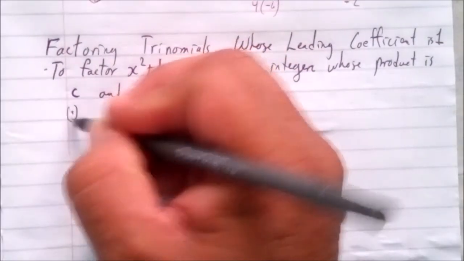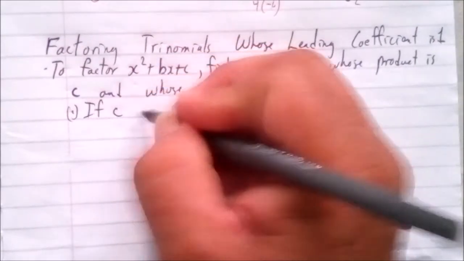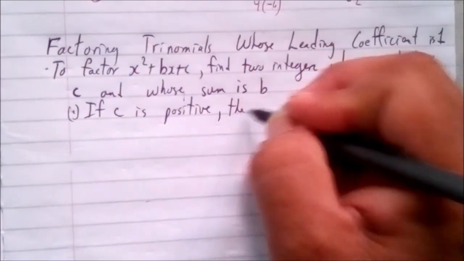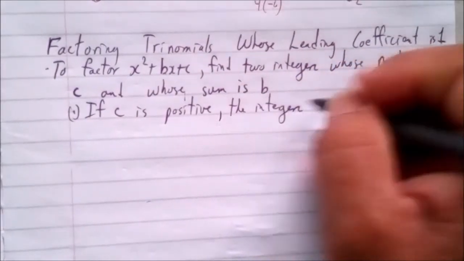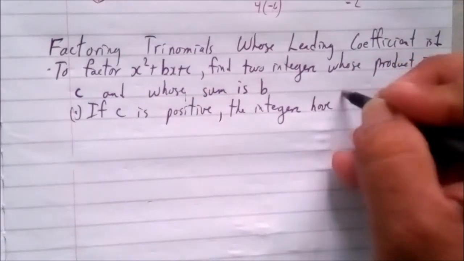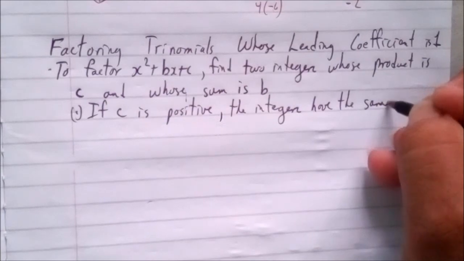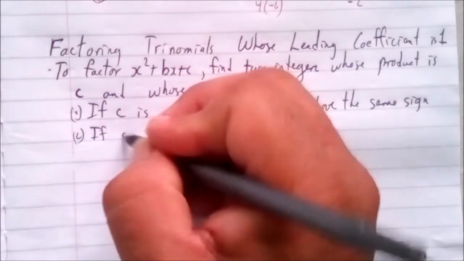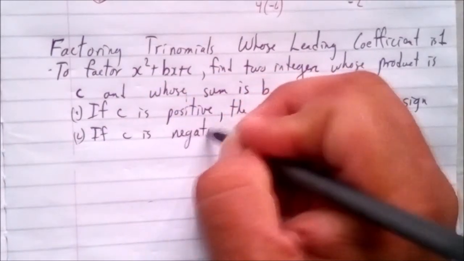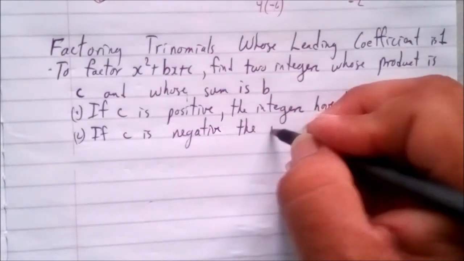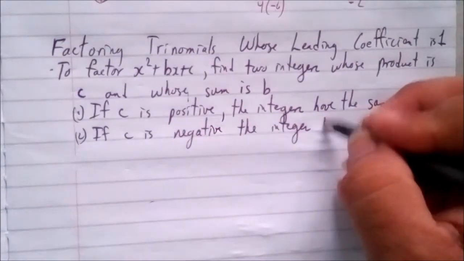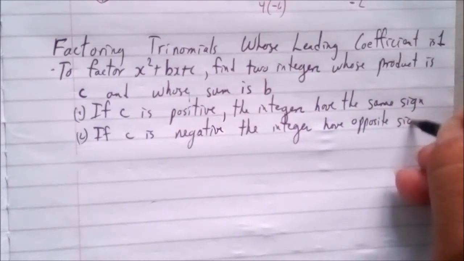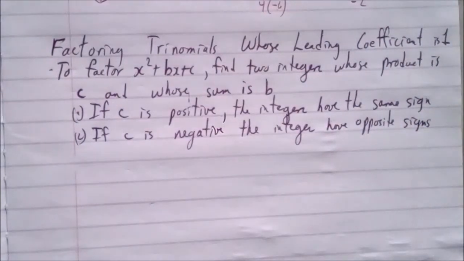So pointer 1, if c is positive, the integers have the same sign. 2, if c is negative, the integers have opposite signs. We saw that in our problems which we did a while ago.